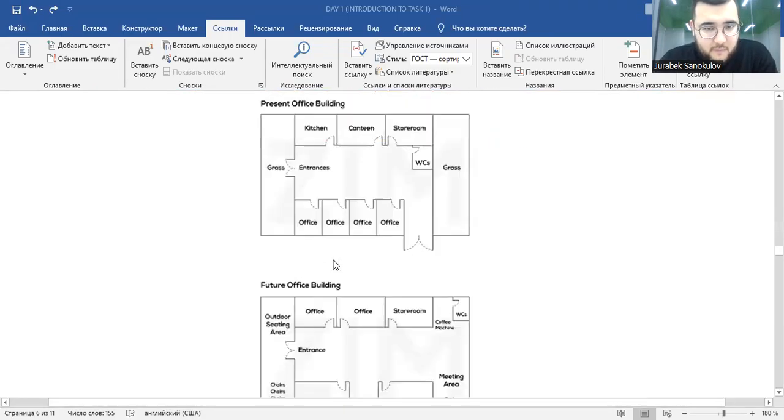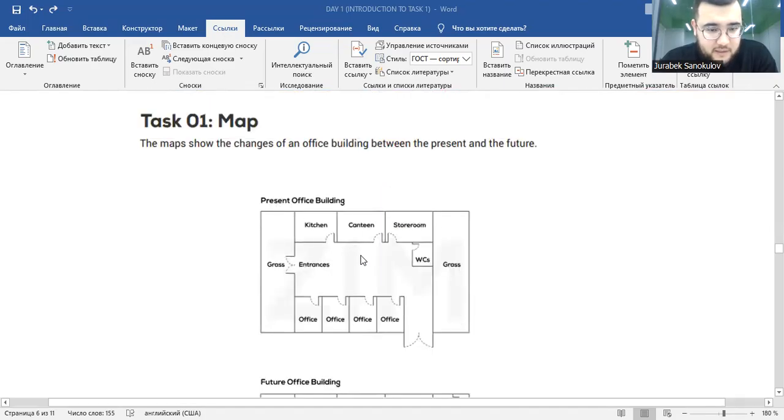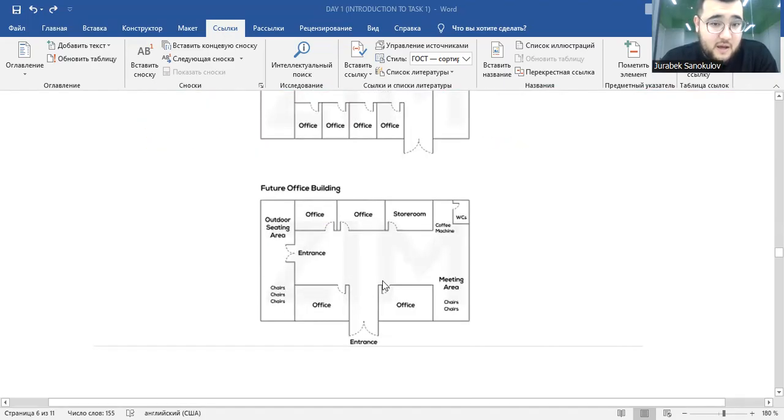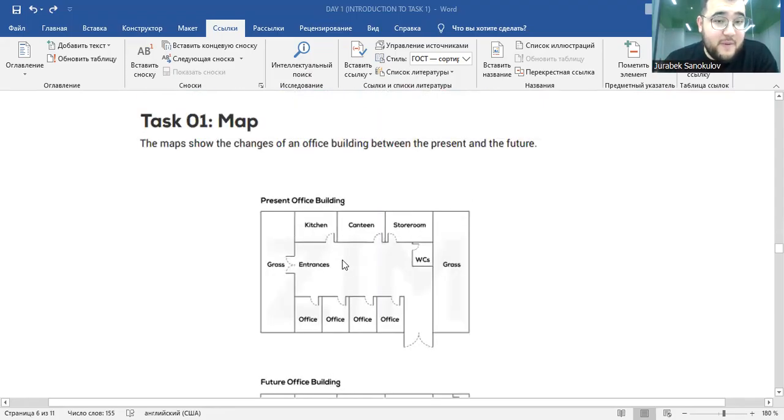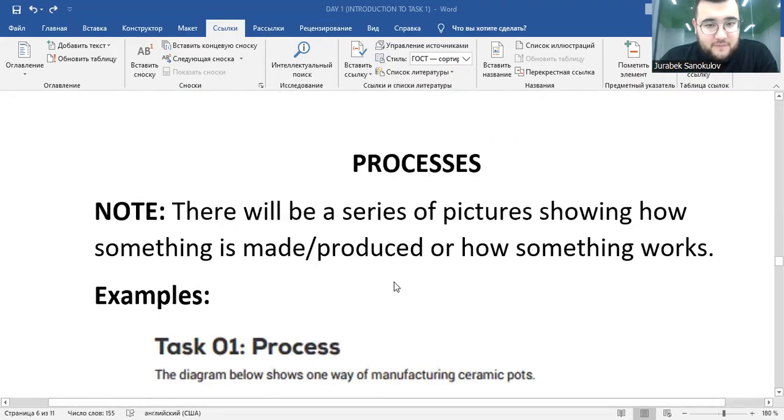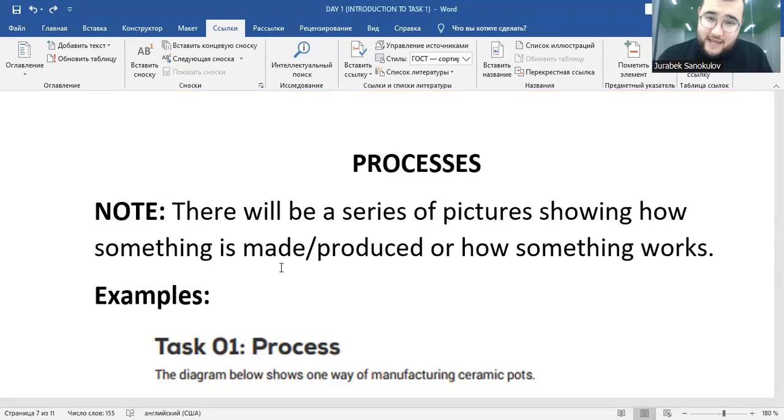So here's another example for maps. This is the office building and the proposed plan for the office building. I'm not going to talk a lot about these because they are quite easy to identify. So now the next type on the menu is processes. Processes will show how something is manufactured, how something is produced, or sometimes how something works. And again, in some extreme cases, you may get a life cycle of a particular animal, but again, these are quite rare.